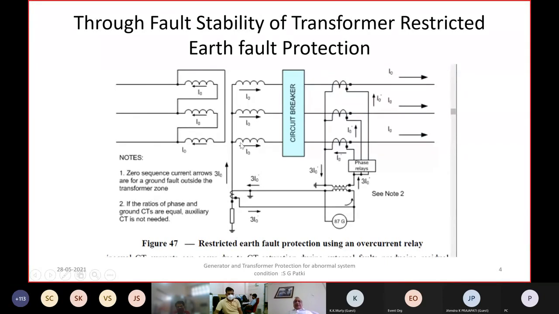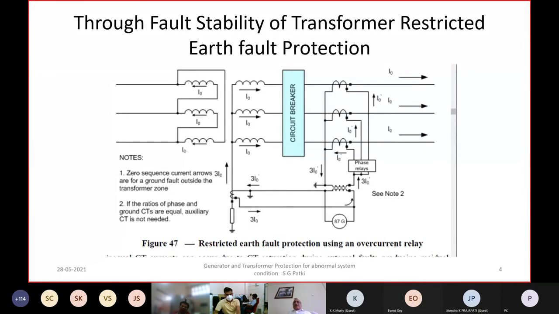Usually, compared to your normal percentage bias differential relay, restricted earth relay is additionally provided because it is more sensitive than the differential relay, because the differential relay also has a limitation. For various mismatch conditions between LT side current and HT side current, you need to have a pickup of at least 20% of the differential current, which is the operating coil current in the percentage bias differential scheme.